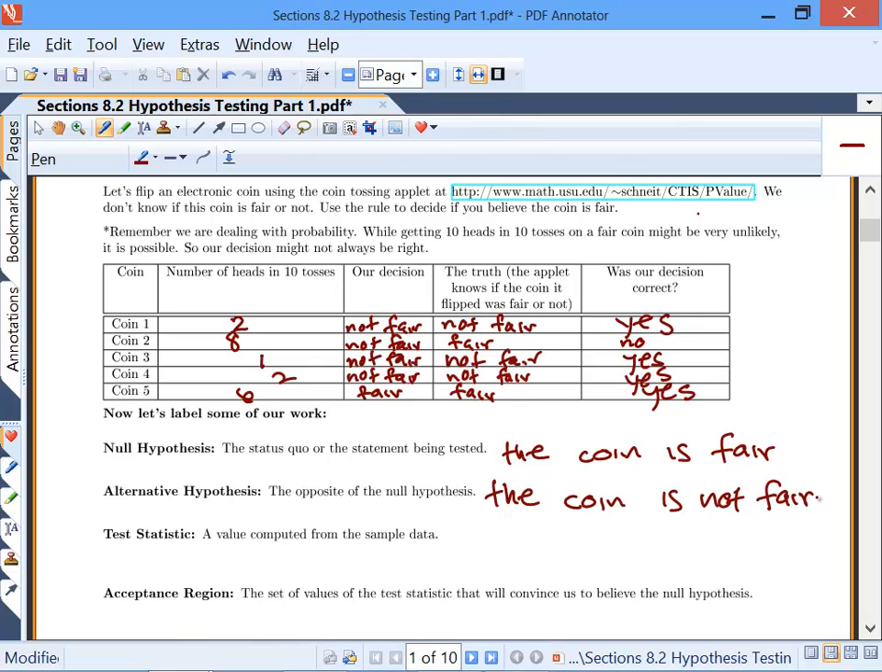Now, your test statistic is a value computed from your sample data. There are many different tests and many different test statistics. In this case, what value did we look at for each data set to try and decide if the coin is fair or not? The number of heads.